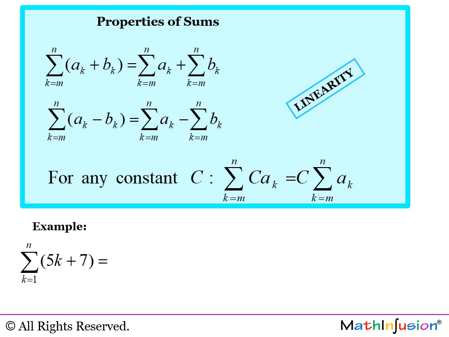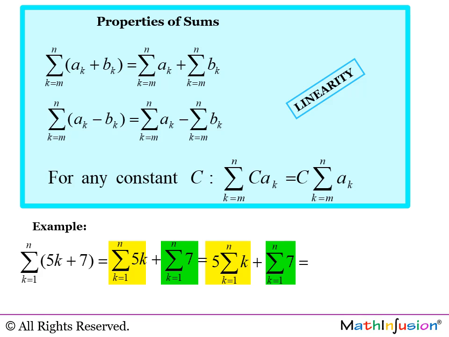Example. I can use now, first of all, that this is the sum of two sums, and then I'm using the constant rule for sums to express the sum of 5 times k as 5 times the sum of k. Now I can also use the fact that the sum of 7 is 7 times the sum of 1.